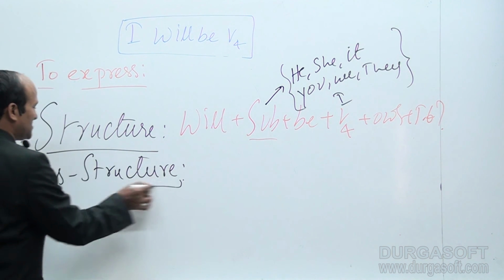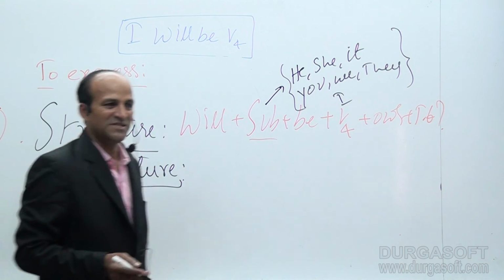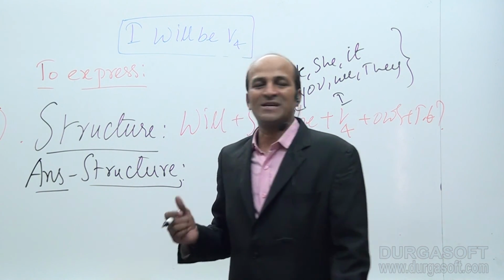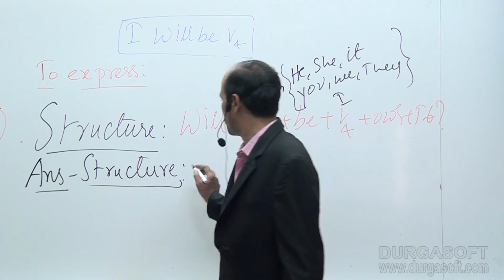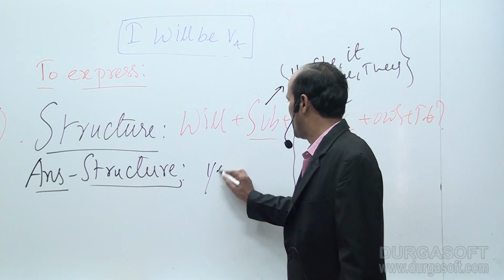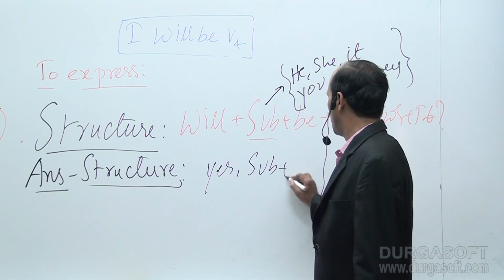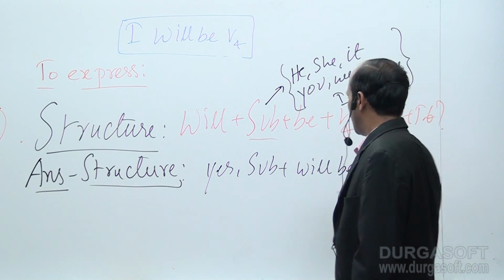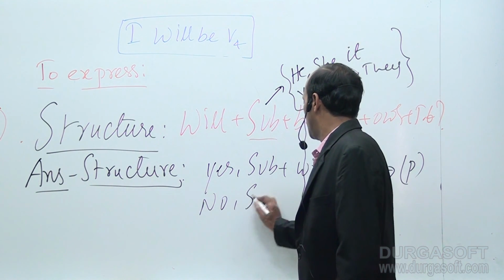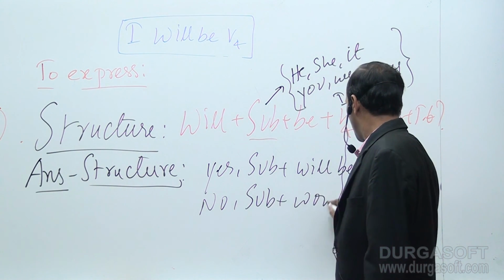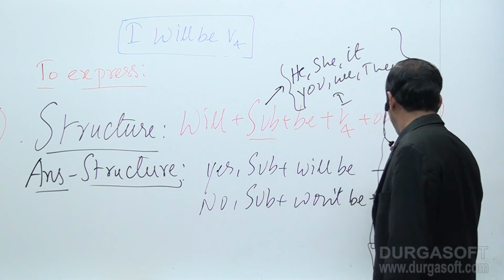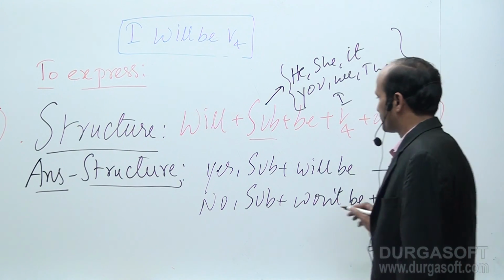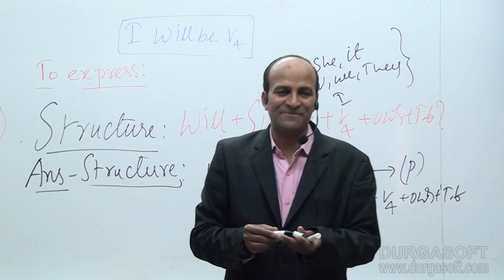The answer structure is like this. How is the answer structured? The answer structure for this question is: we can answer the questions like this. Yes, subject plus will be. This is a positive answer. Negative answer: no, I won't be plus V4 plus other words plus time frame. Yes, I will be. No, I won't be.